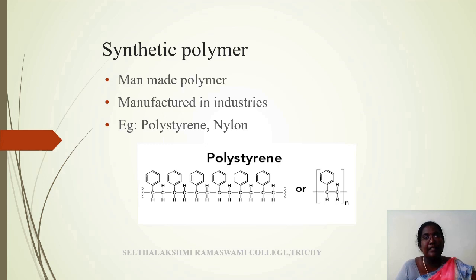The next type is the synthetic polymer. A synthetic polymer is nothing but a man-made polymer. It is made by man artificially, mainly in industries, and manufactured for commercial purposes. Examples are polystyrene and nylon. I have given you the structure of polystyrene. You can see that one monomer unit is there, and by repeating the monomer unit, a polymer is formed. Nylon is also a commercial, man-made polymer. It is used in rubber products.